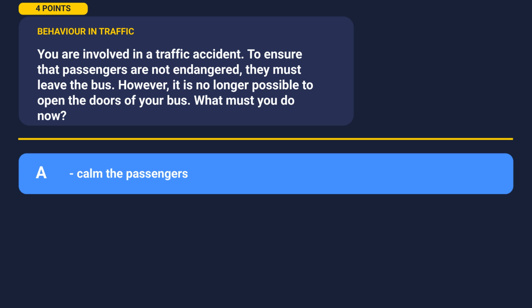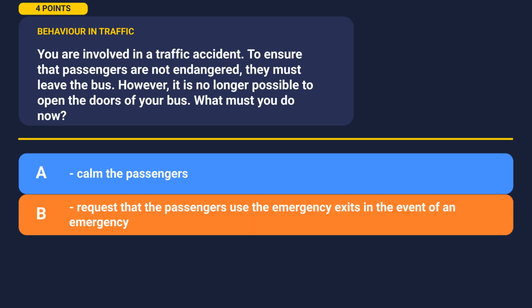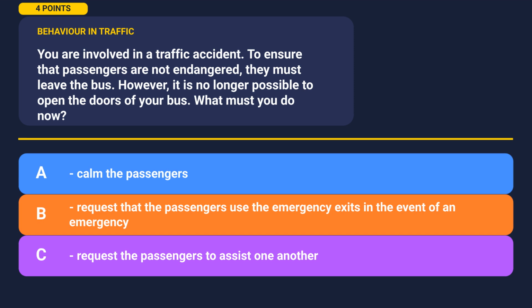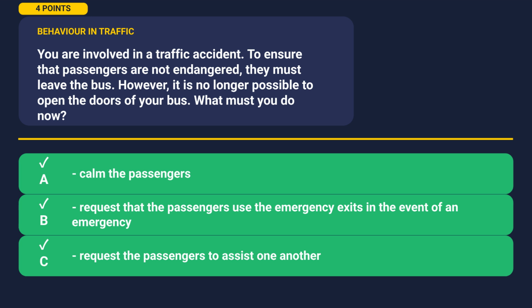Option A, calm the passengers. Option B, request that the passengers use the emergency exits in the event of an emergency. Option C, request the passengers to assist one another. If you need a moment, pause the video now. Ready? Let's reveal the answers. All three are correct. A, B, and C. Let's understand why.